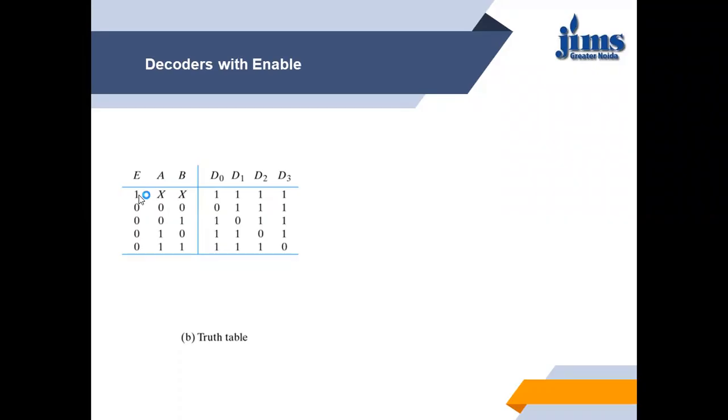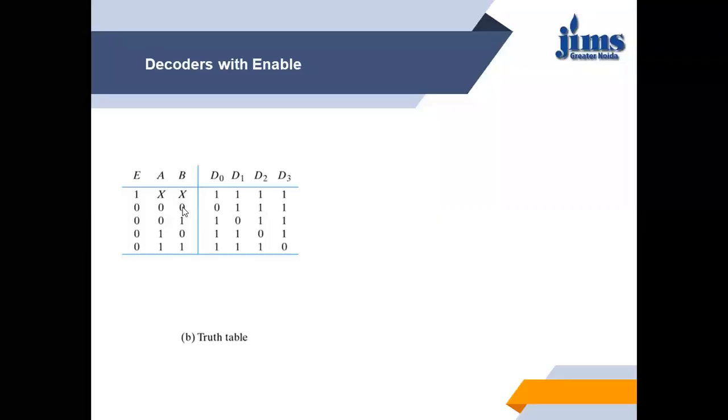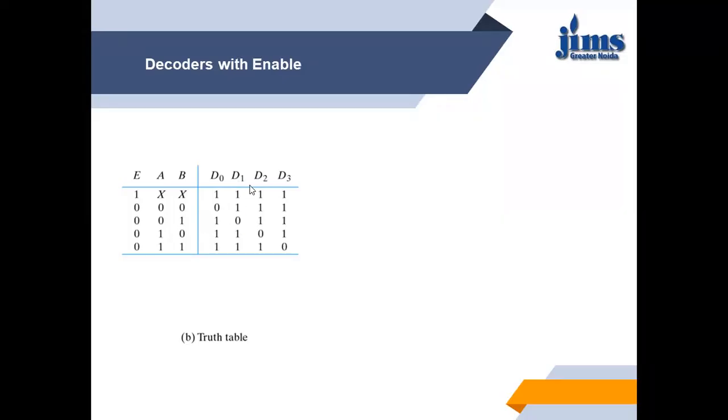So whenever enable is inactive, I don't care about the input and the output will be inactive. Inactive means 0. So this is the way. If the enable is 1, we don't care about the input, the output will be inactive. Whenever enable is 0 and for 0, 0, D0 will be active, that is 0. For 0, 1, D1 will be active. For 1, 0, D2 will be active, and for 1, 1, D3 will be active. So this is how the enable works.